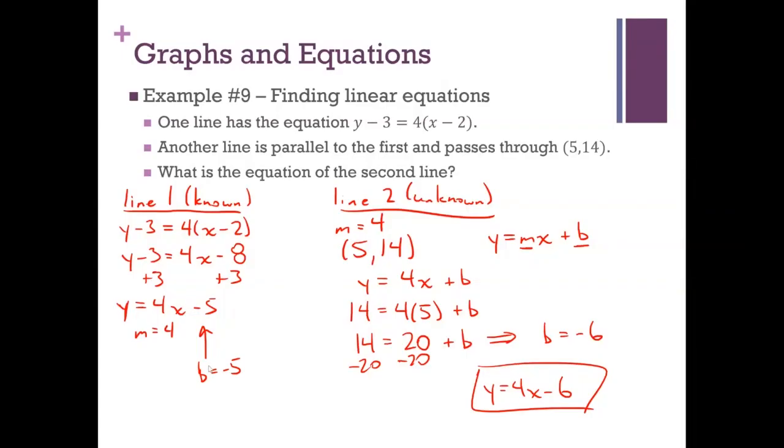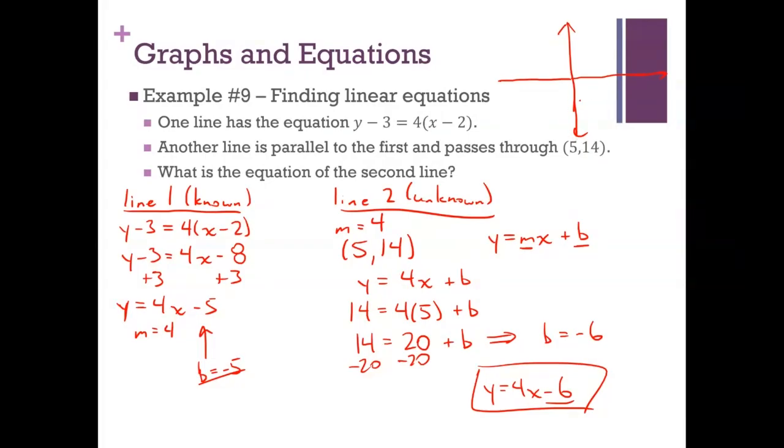So let me ask this question. If two lines are parallel, what do we know they have in common? Slope, right? Anything else? The short answer is there's nothing else they have in common. So line 1 had a y-intercept of negative 5. Line 2 has a y-intercept of negative 6. They are not going to be the same. So the only connection we really can make because of the parallel is the slopes.